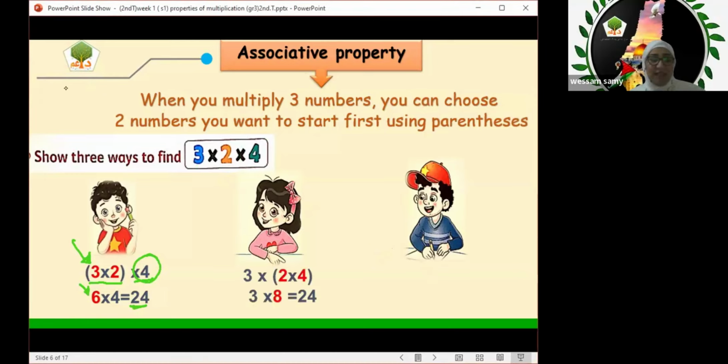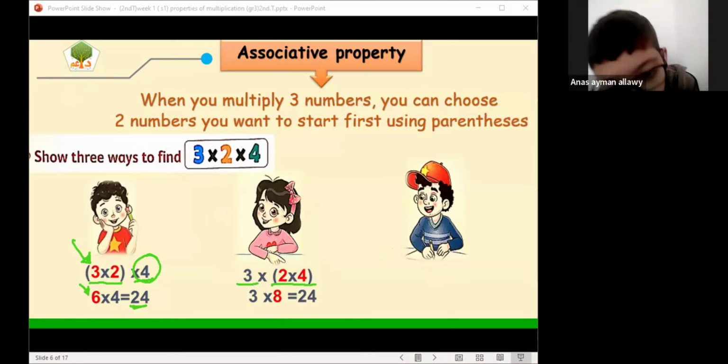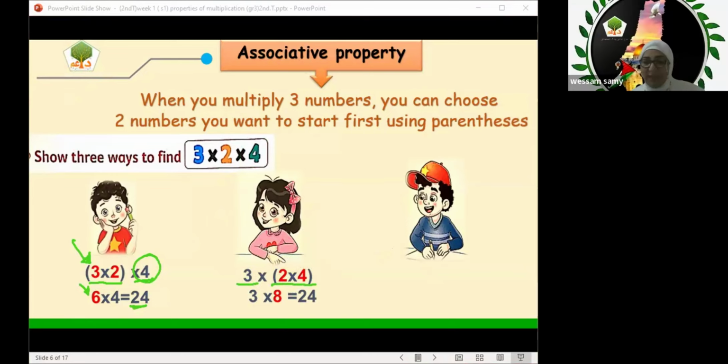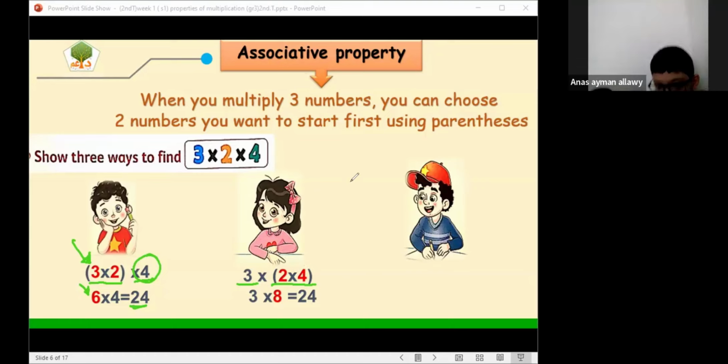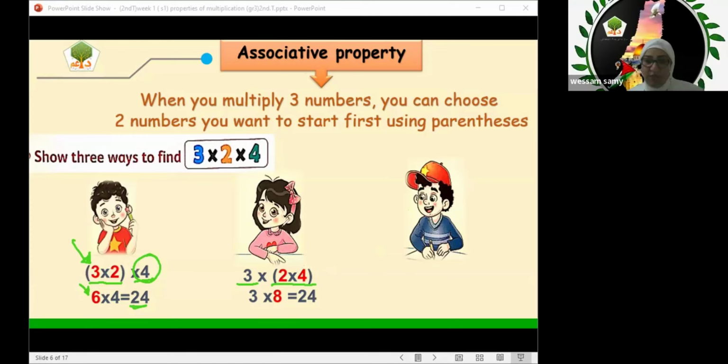Come together to see Riham, what she's going to do to answer this question. Riham said, teacher, I will not start by 3. She put the 2 and the 4 in brackets. Can you see? And she put the 3 first. So what do you think? She will start by multiplying what here? Sarah, what do you think? She will start by what?